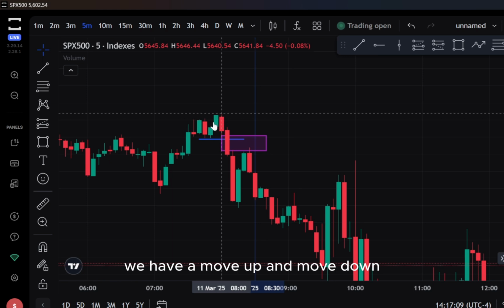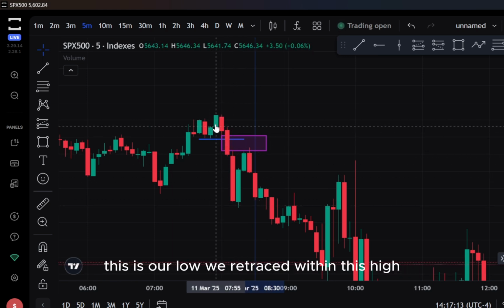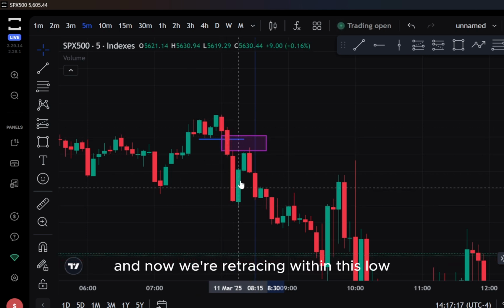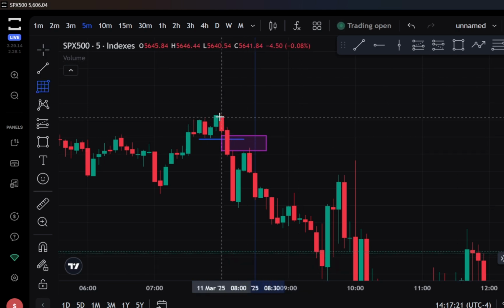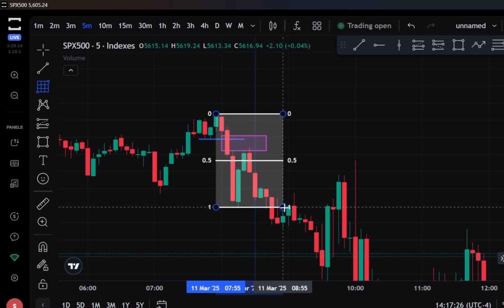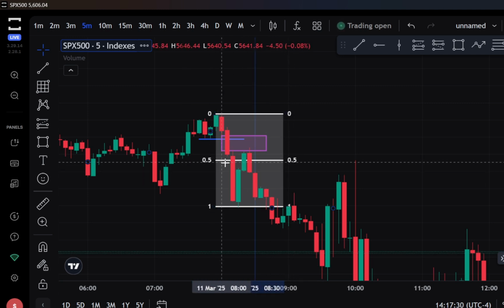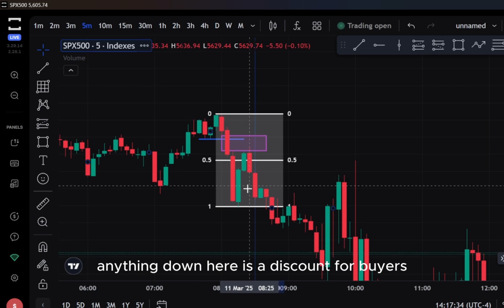And now, technically, I would be looking at this. We have a move up and a move down. This is our high. And then we have a move down and move up. This is our low. We retraced within this high. We made this low. And now we're retracing within this low. So what I would do is take my gain box, put it at this high and low, and then we get our equilibrium. So anything up here is a premium for sellers. Anything down here is a discount for buyers.